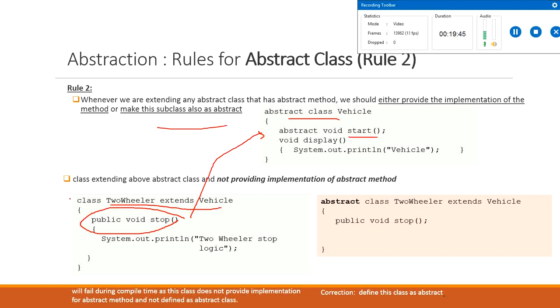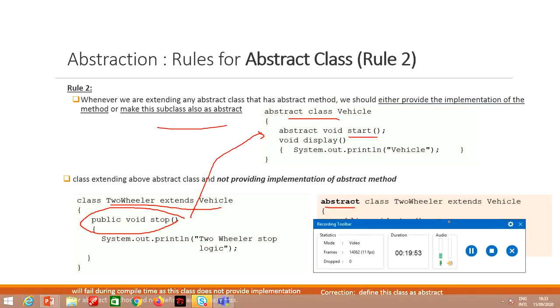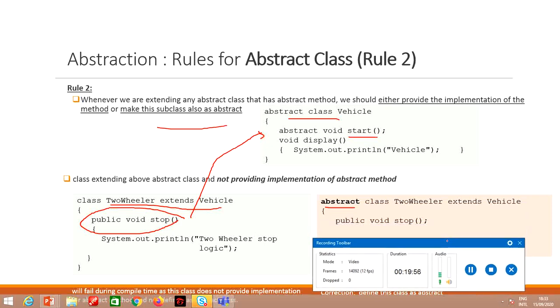Now I can make this an abstract class, and then I can write it as a public void stop. So the subclass can also be declared as an abstract class now.